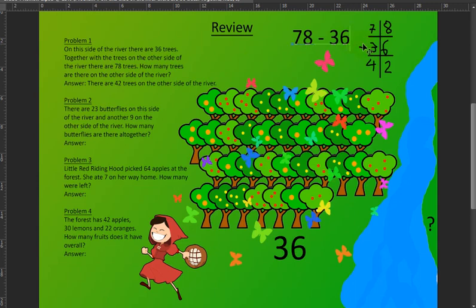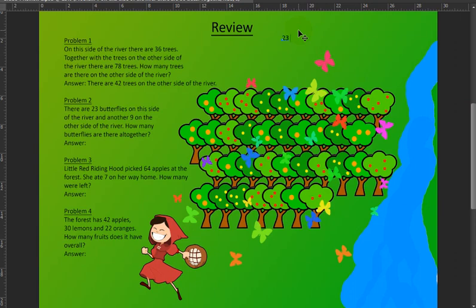Next problem says that there are 23 butterflies on this side of the river and another 9 on the other side of the river. How many butterflies are there altogether? Now initially you might get a little confused because it sounds a little bit like the last problem. But here's the difference. Last problem we were told how many trees there were on this side and how many trees there were overall. And we were being asked to find how many trees there were on this side. Now we know how many are on this side and how many there are on this side, and we want to figure out how many there are overall.